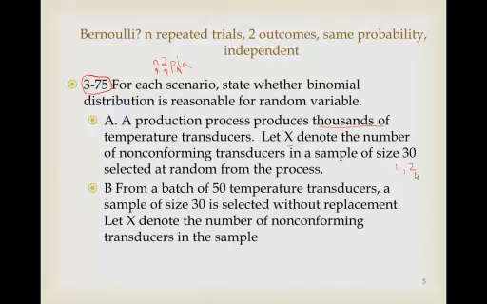glitch in a process. However, if you only pick from a batch of 50 and you pick 30, it's actually quite likely that you could pick transducers that were produced close together. And so if there was a glitch in the process, one might have a problem, and then the one you selected next to it might also have a problem. In other words, they're not independent.